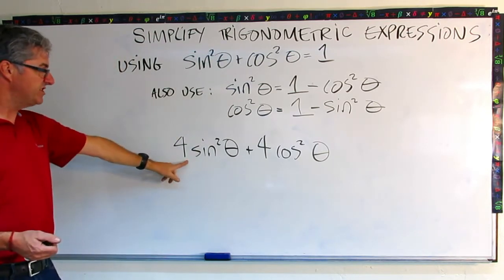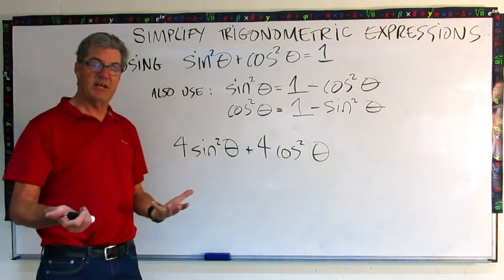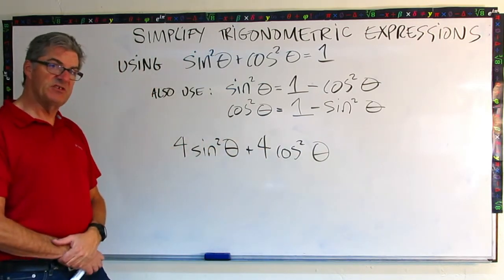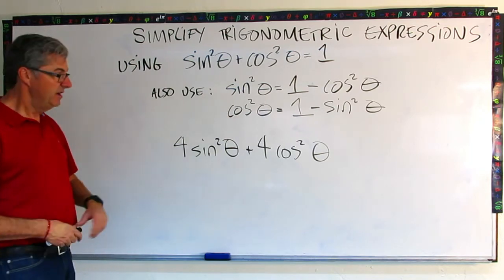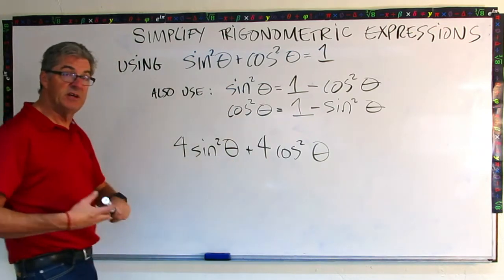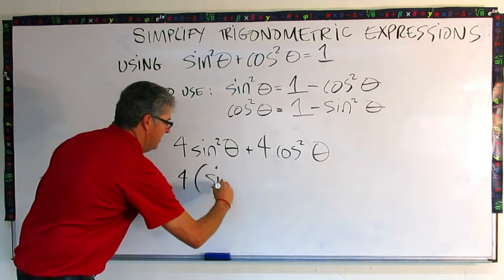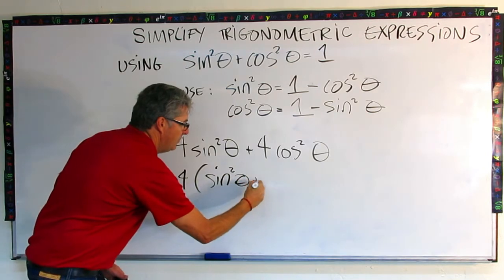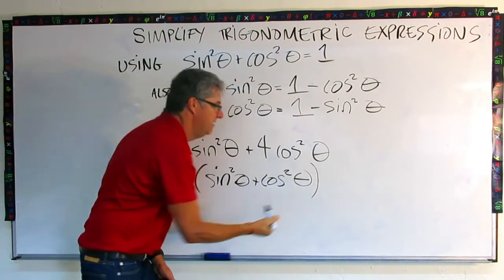I've got 4 sine squared theta plus 4 cosine squared theta. What's that going to be? So maybe pause the video, see if you can figure that out. Okay, let's see how you did. You'll notice there's a 4 on both of these. So I can factor the 4 out. 4 times sine squared theta plus cosine squared theta.